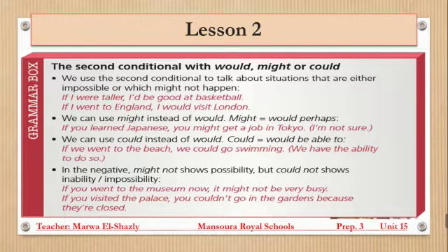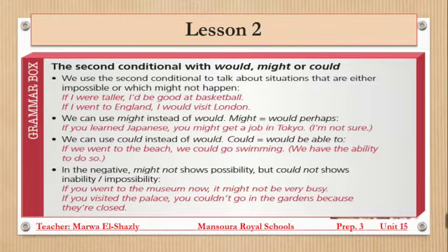We can use could instead of would. Could means would be able to. If we went to the beach, we could go swimming. We have the ability to do so. We can go swimming, but in the case that we went to the beach, which is impossible or unlikely to happen.